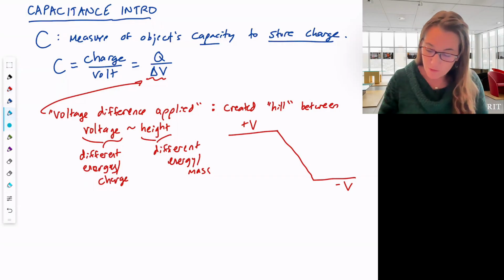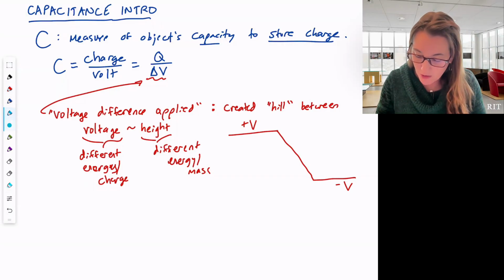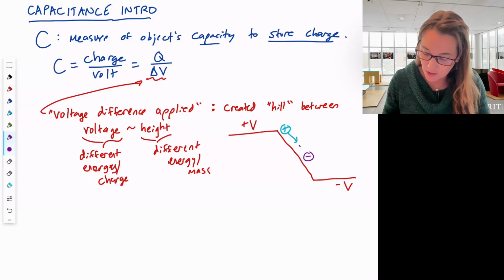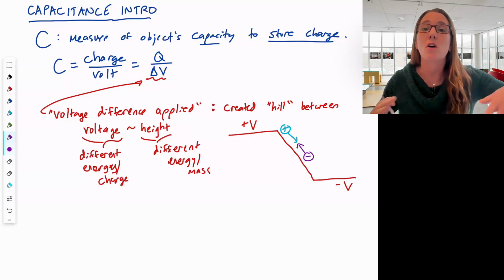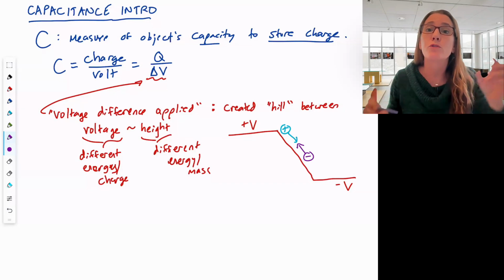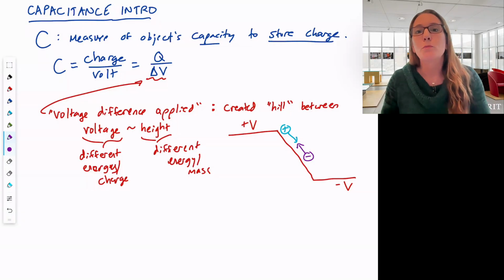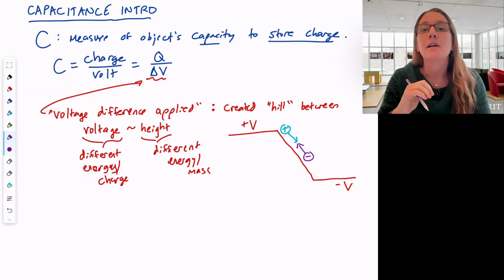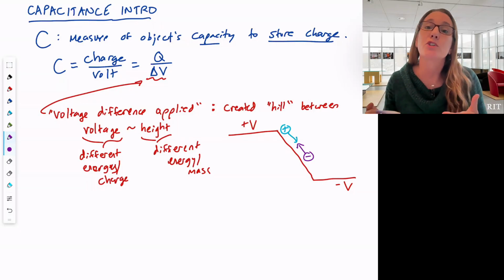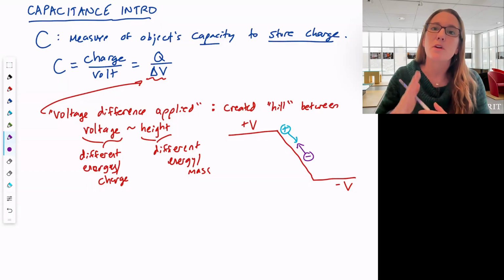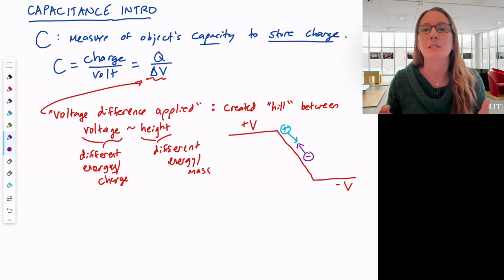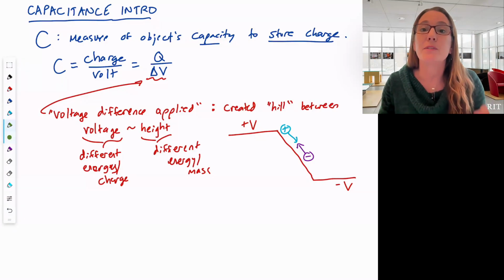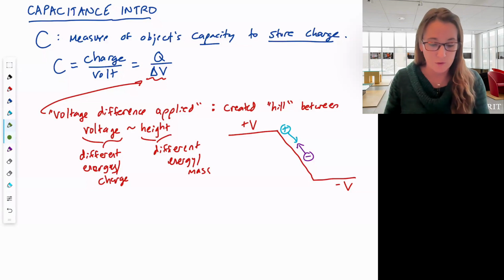Remember that for the positive voltage, our positive charges like to go downhill and our negative charges like to go uphill. But either way, we're giving our charges a way to move from one surface to the other. Depending on the steepness of this hill, that is how much voltage you've applied, you're going to collect more charges or less charges. But it's not just based on the hill, it's also based on the geometry of the material. That's where capacitance comes in, because not everything at the same voltage will store the same amount of charge.